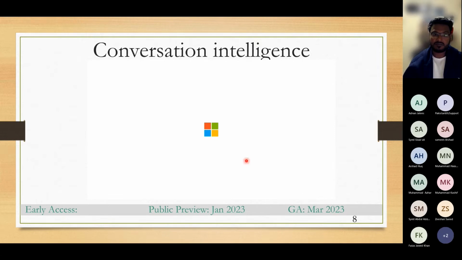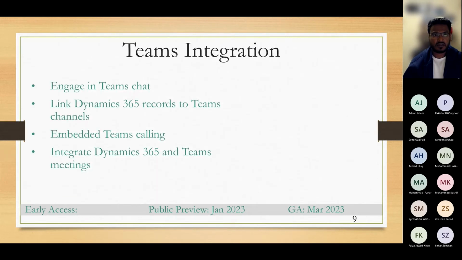That's very interesting, and it's going to be in public preview from January next year, and will be generally available from March. So this is something that will be a big thing, so have these features enabled. And this is something relevant to what we just saw in terms of the conversation intelligence.